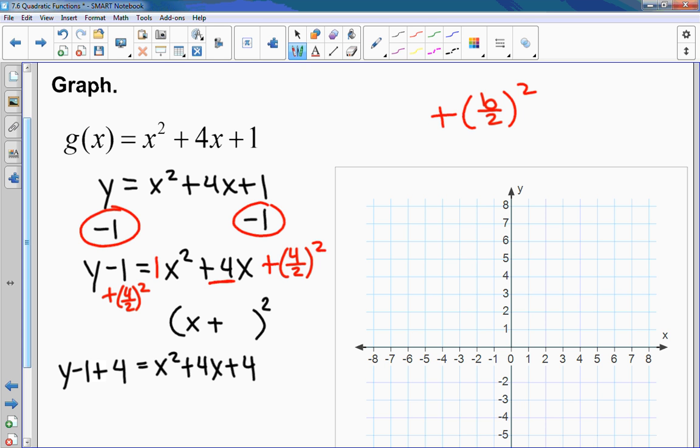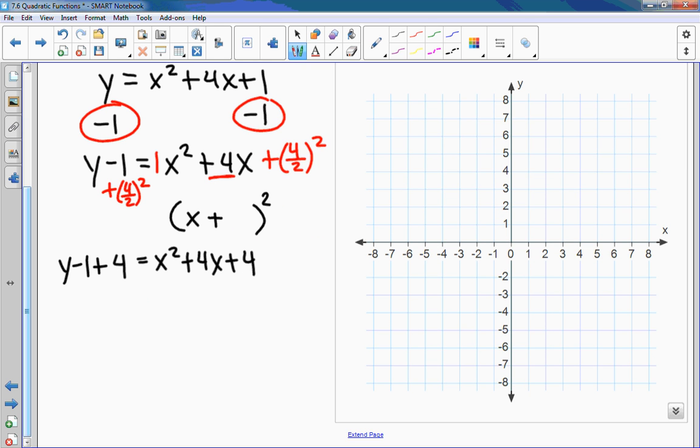Now this is going to make it way easier. So now I have y minus 1 plus 4. Well, negative 1 plus 4 is positive 3. On the right-hand side, if I need to use the x method, no big deal, I can do that. If I have x squared plus 4x plus 4, what multiplies to 4 and adds to 4? It's the same exact thing: plus 2 plus 2. But instead of writing it twice, I'm going to save myself some ink and write it squared.